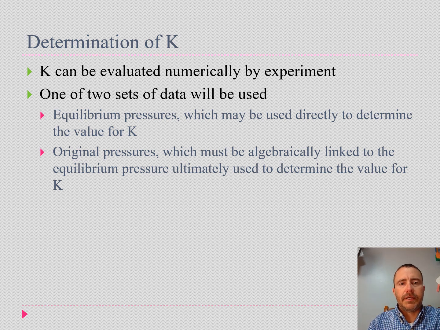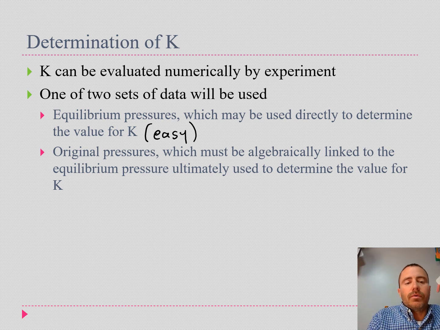If we want to calculate our value for the equilibrium constant, one way we can do it is by taking the equilibrium pressures and plugging them straight into our expression for K. This is easy. If we know every species at equilibrium already, all we're doing is plugging numbers in, typing them into our calculator and spitting out a value.